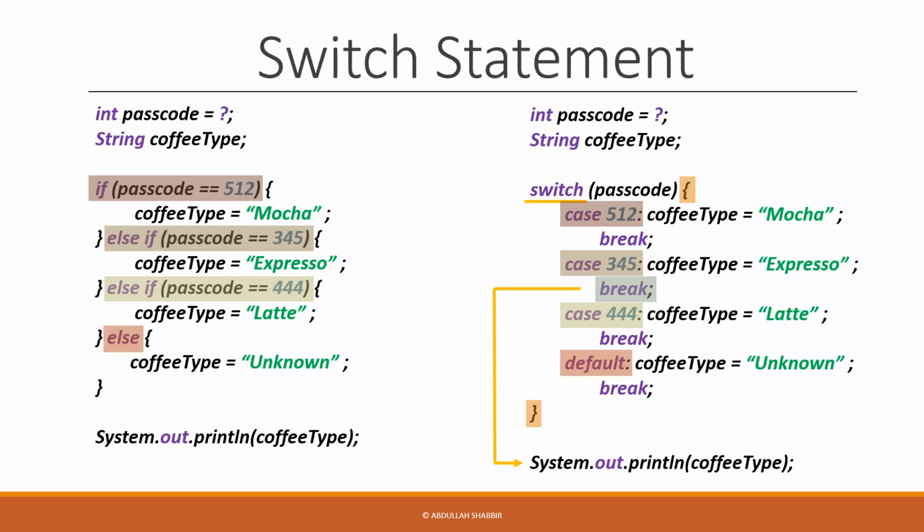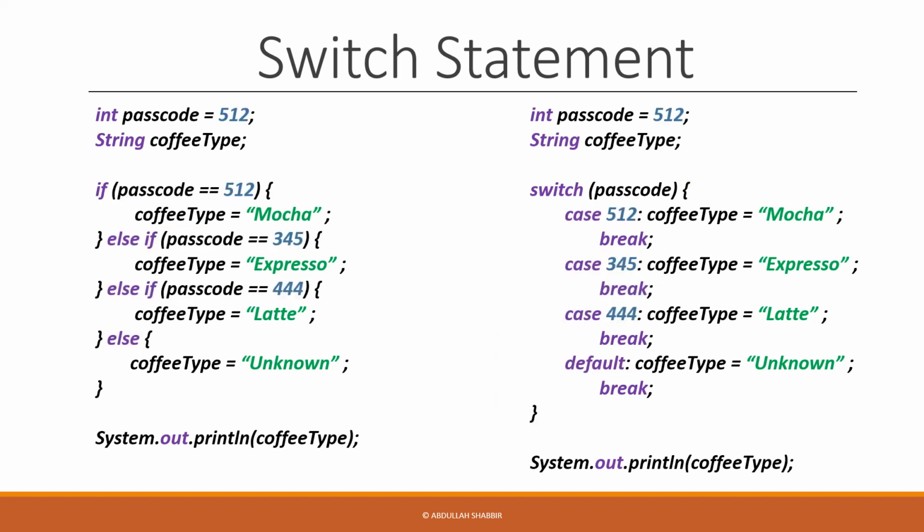There's also a default case that acts the same as an else statement. The default code will execute whenever other cases aren't met, like if the passcode was something like 914 and we don't recognize it or don't have a case for it. So both of these sets of code do the same thing. In fact, if our passcode was 512, the print output for both of these code would be mocha.